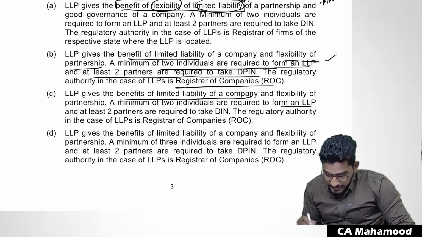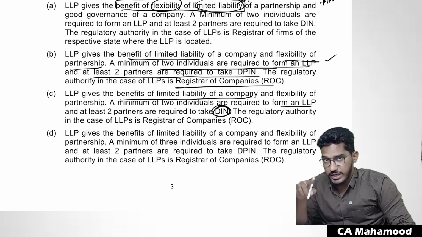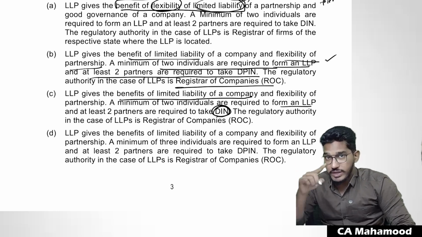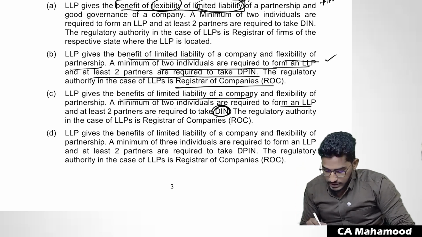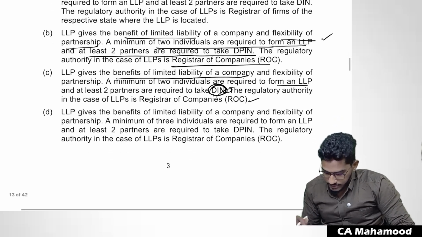Required to form an LLP, and at least 2 partners are required to take DIN, not DIN. Company directors are required to take DIN, whereas LLP partners are required to take DPIN. The regulatory authority in the case of LLP is Registrar of Companies. So one thing is wrong here.